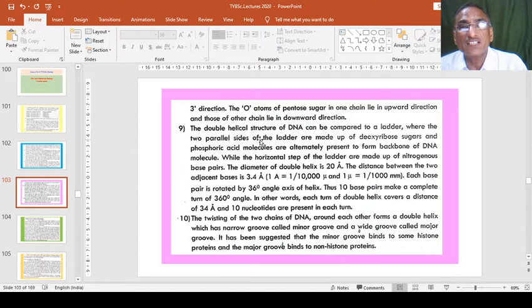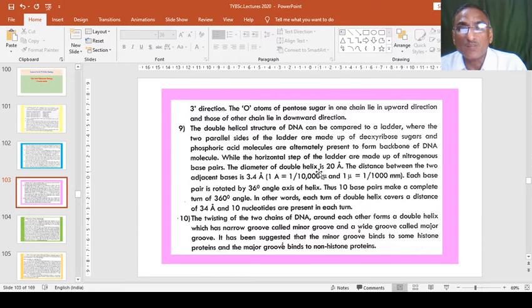The double helical structure of DNA can be compared to a ladder. Double strand DNA looks like a ladder, शिडी सारखा दिसतो म्हणून त्याला ladder शब्द वापरला आहे, where the two parallel sides of the ladder are made up of deoxyribose sugars and phosphoric acid molecules, and these are alternately present to form the backbone of DNA, while the horizontal steps of the ladder are made up of nitrogenous base pairs.